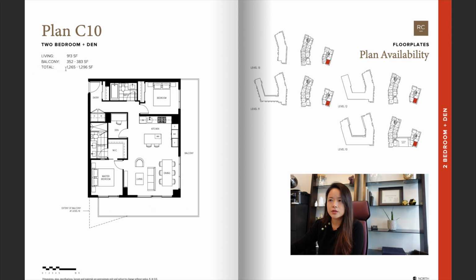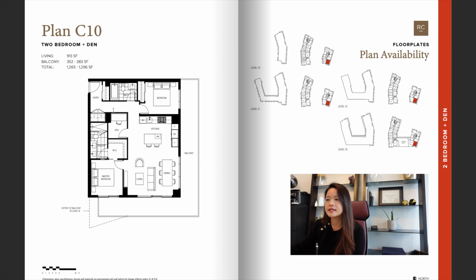Of course, you have the total. Total would be a combination of the interior square footage and the exterior square footage, which is your balcony. All developers work differently, which means that their floor plans will also look a little different too.